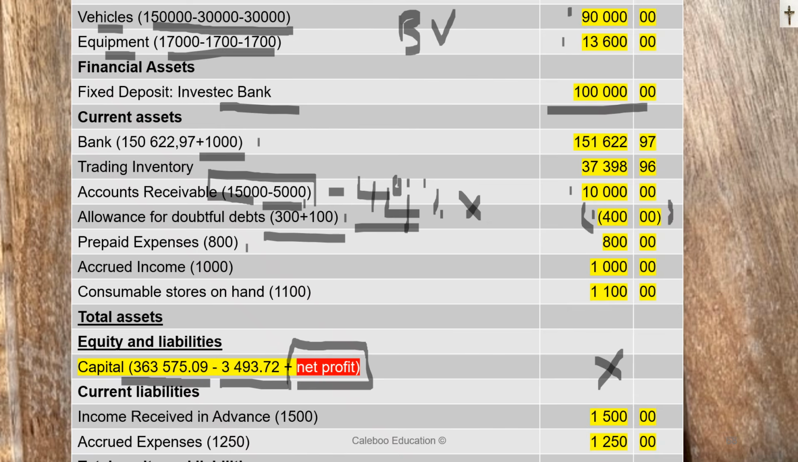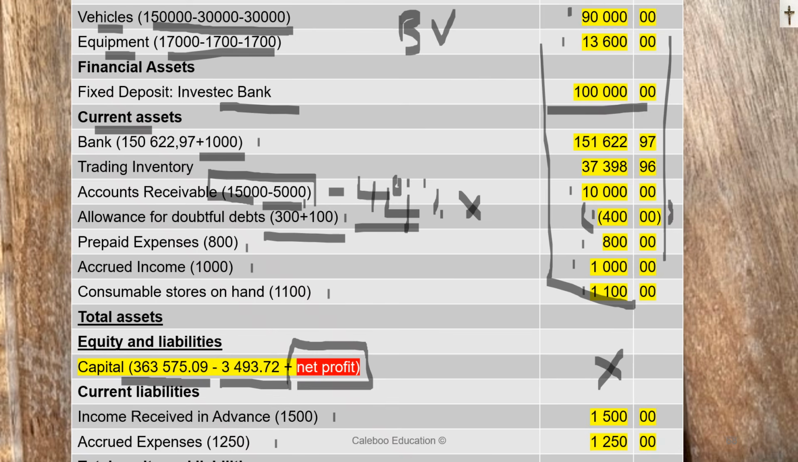Prepaid expenses, which is a current asset, 800. Accrued income, current asset, 1,000. Consumable stores on hand, 1,100. So this is what we're working to here. There's the income received in advance, accrued expenses for current liabilities. So I've taken all the workings and I've put them on here.